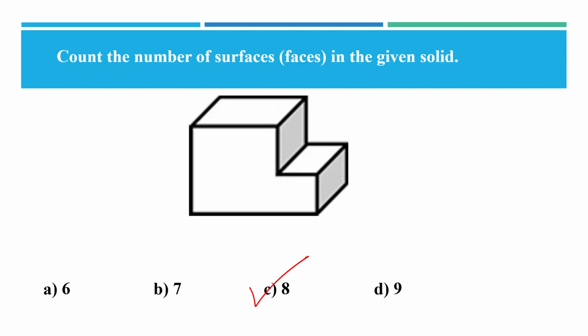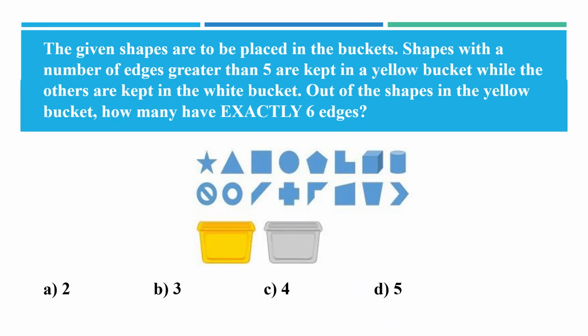Great. Let's move on to the next question. The given shapes are to be placed in the buckets. Shapes with a number of edges greater than 5 are kept in the yellow bucket, while the others are kept in the white bucket. Out of these shapes in yellow, how many have exactly 6 edges? Even though the question is lengthy, what they are looking for is the shapes with exactly 6 edges.